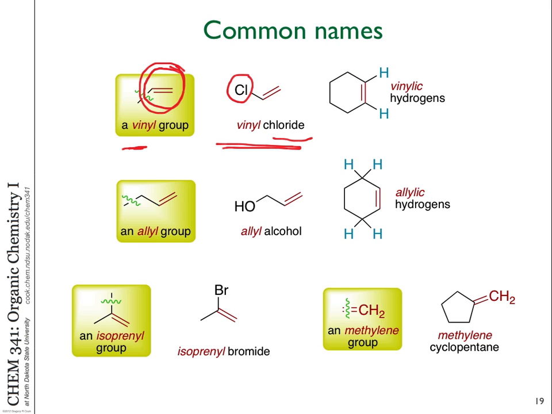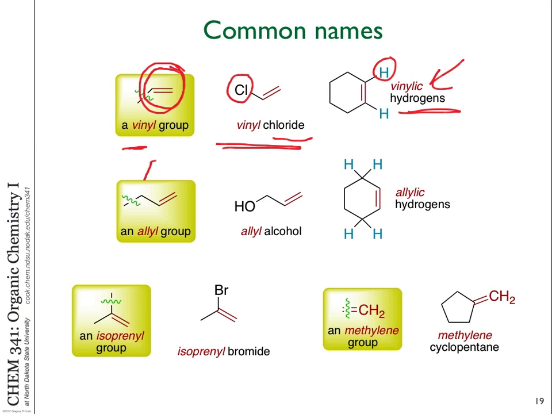If we talk about a molecule and we want to describe the hydrogens which are attached to a double bond, these are sometimes referred to as vinylic hydrogens. Like a hydrogen attached to a tertiary carbon is a tertiary hydrogen. This is a hydrogen attached to an sp2 alkene carbon. It's a vinylic hydrogen. Okay? I might refer to it that way.